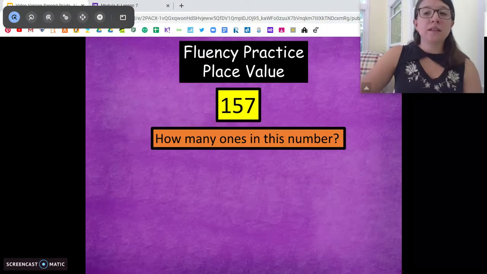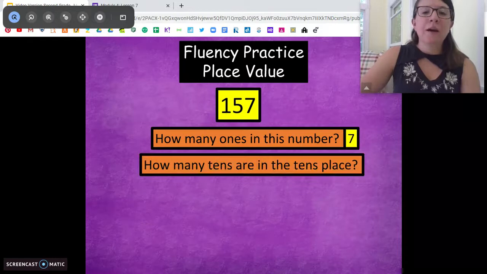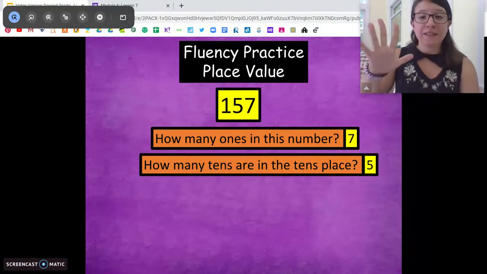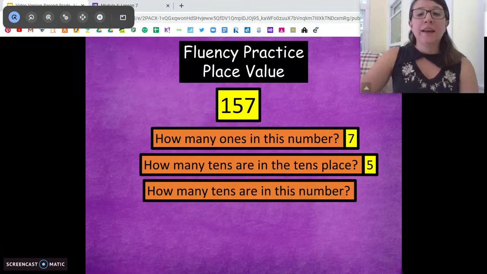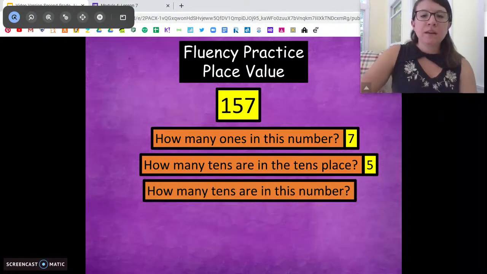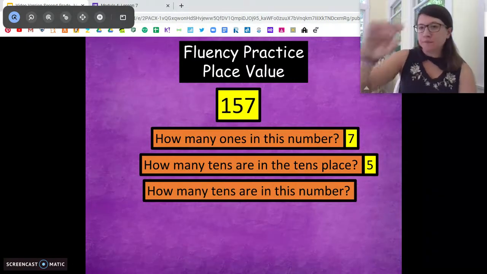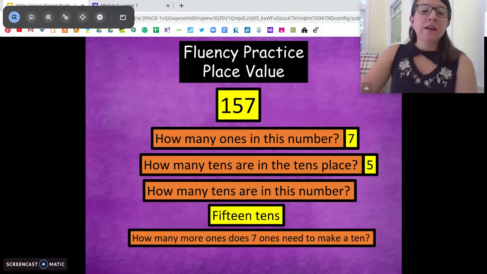157. How many ones are in this number? 7. Very good. How many tens? 5. Good. Just 5 tens. I know it equals 50, but there are only 5 tens. And how many tens are in this whole number? That would be 15. Very good.